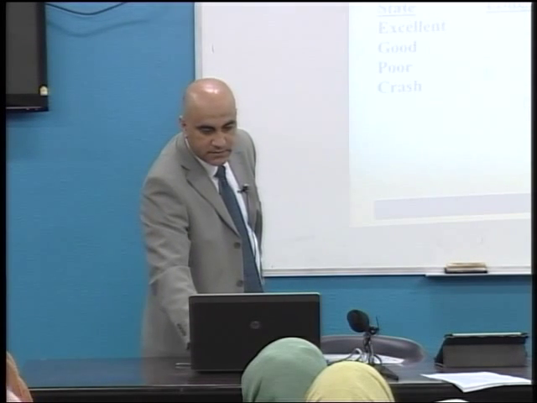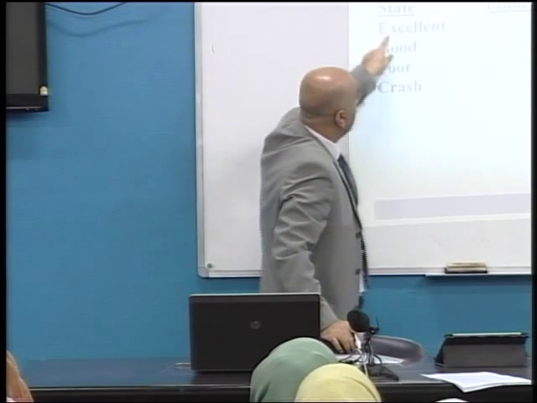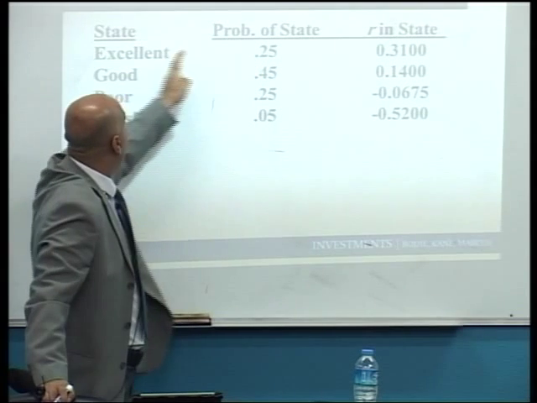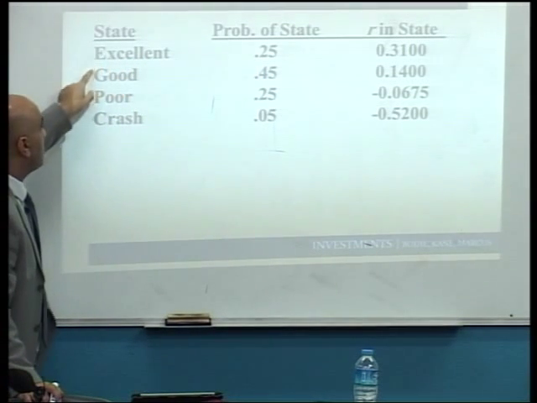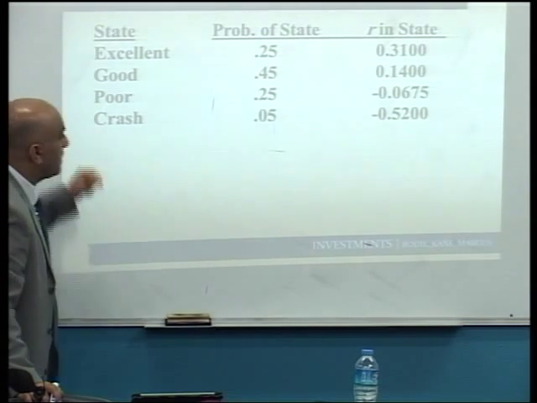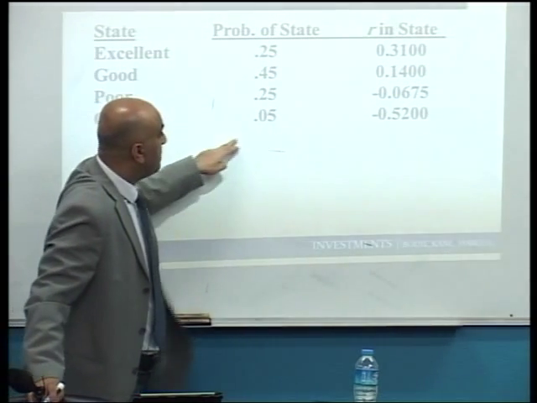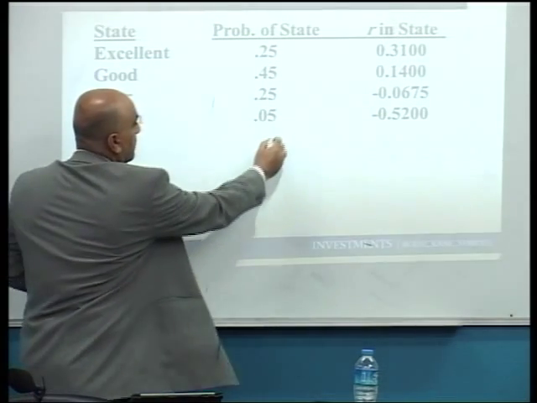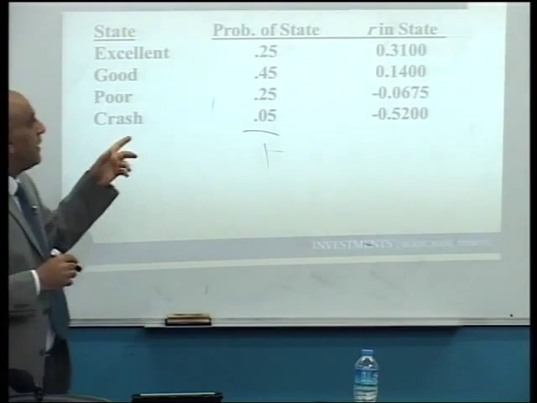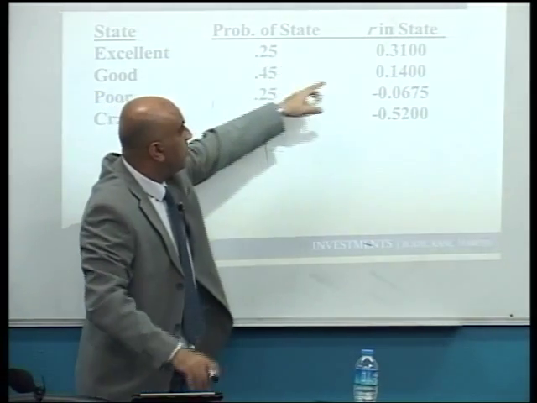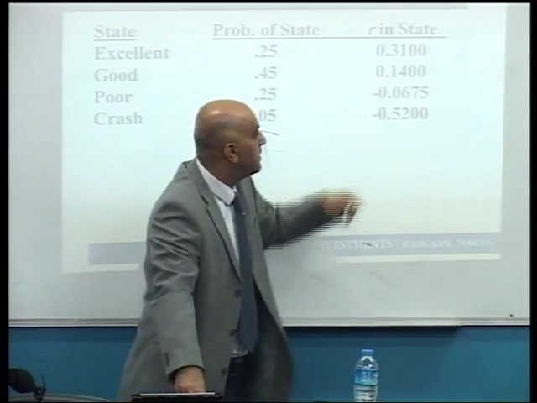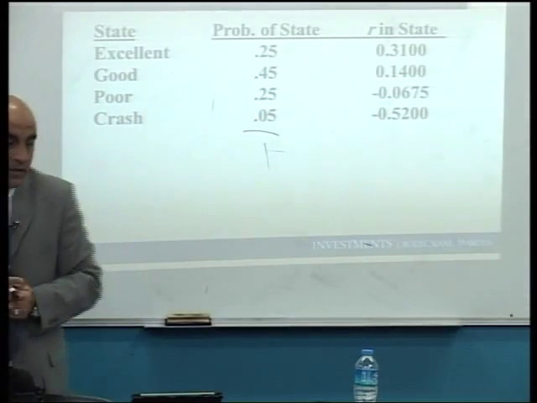So the example is: if the state is excellent, the probability of having an excellent economy is 25%. Good economy, 45%. Poor economy, 25%. And the crash economy is 5%. If you sum these states, you will obtain 1 or 100%. And if this occurs, we will obtain 31%, 14%, minus 6%, minus 52%.